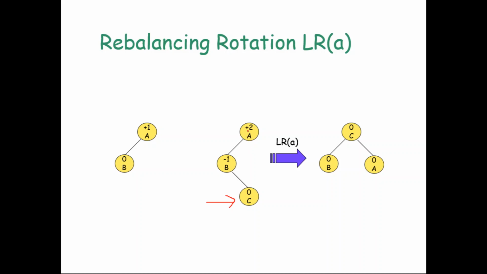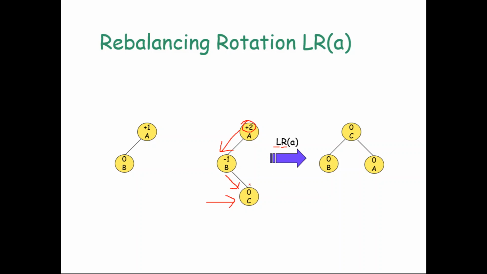Now A got imbalanced. Here a +2 comes, so A is imbalanced. But what type of imbalance is it? This imbalance happened in the right subtree of the left subtree of A. It has happened in the right subtree, first of the left subtree of A. So it is LR imbalance, because it is coming left and right.